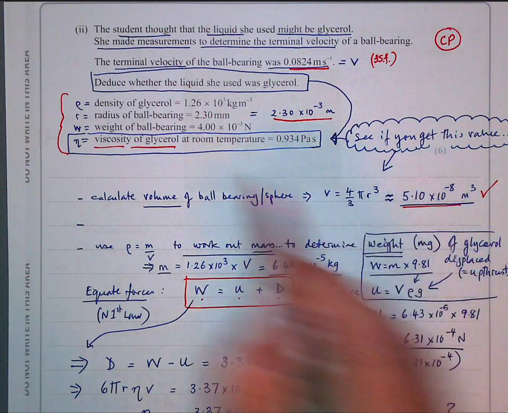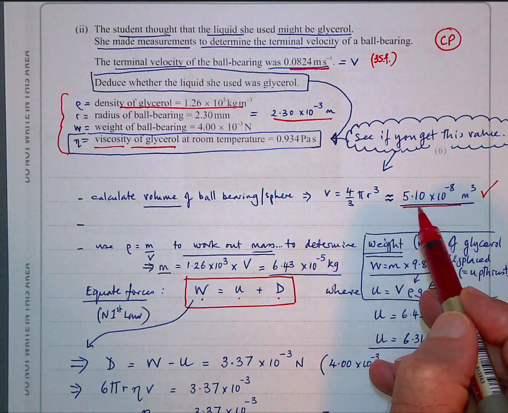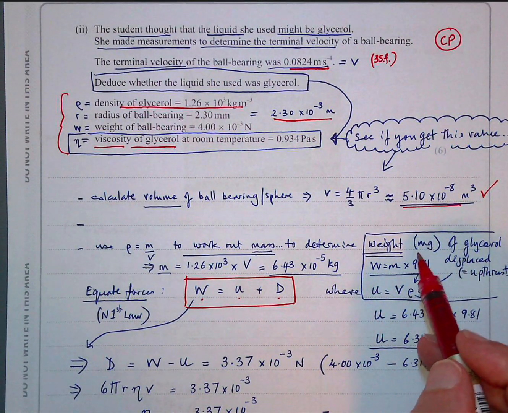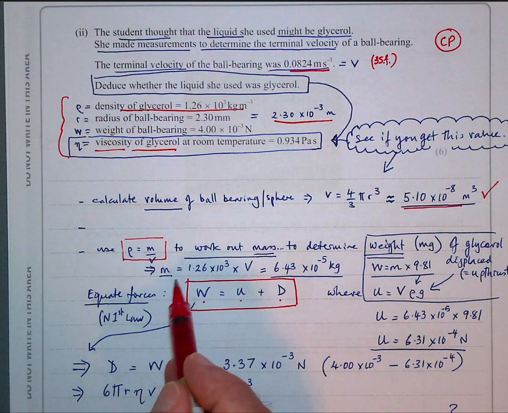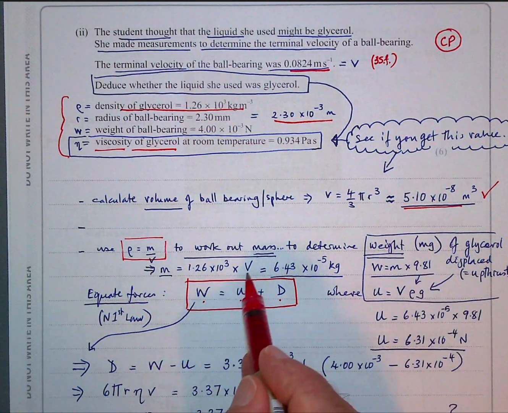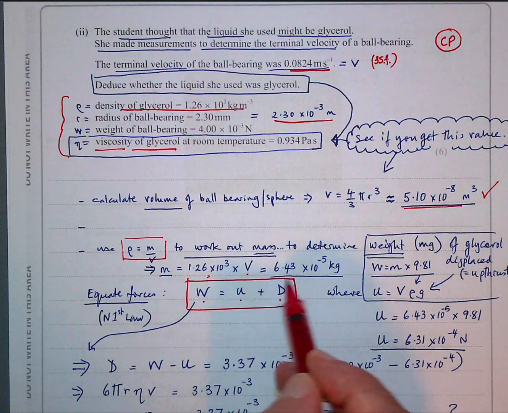We want to work it out, and if it's glycerol, the density would be that. So we know the volume, and if you know the volume, you can work out the mass using the density equation. You put this volume in here, multiply by the density you're given, and you'll see this is the mass.